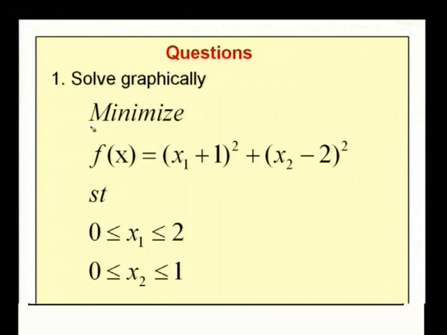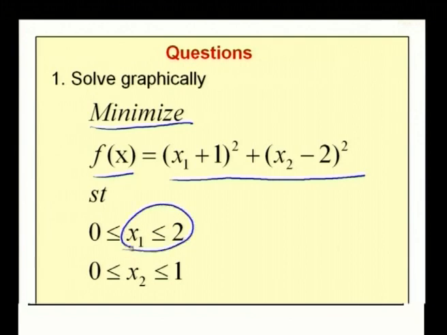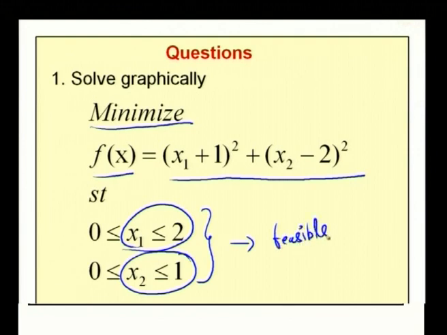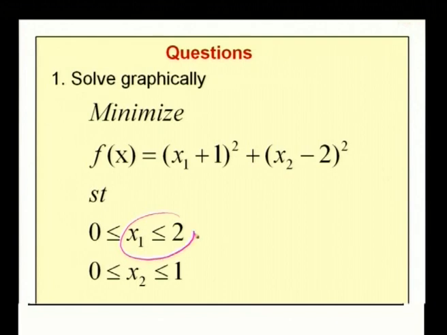The problem is solved graphically: minimize z equal to f of x equal to (x1 plus 1) the whole square plus (x2 minus 2) the whole square, subject to the constraints x1 less than or equal to 2, x2 less than or equal to 1. Now, by plotting these two constraints in the graph, we can find the feasible region first. Once we find the feasible region in the graph, next we can find the optimal solution in the feasible region. Now, consider the first constraint x1 less than or equal to 2 and the second constraint x2 less than or equal to 1.